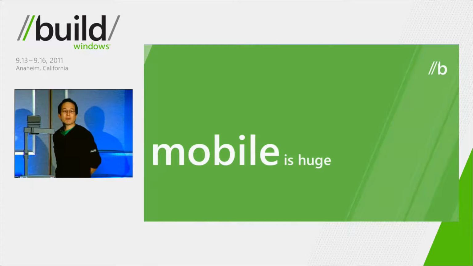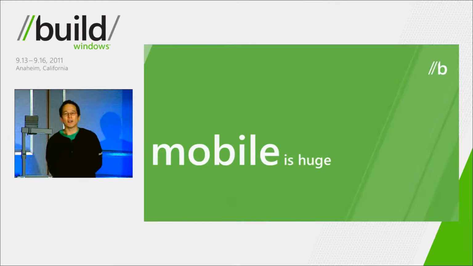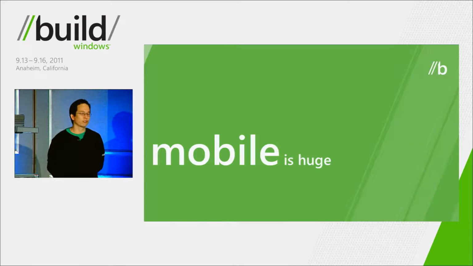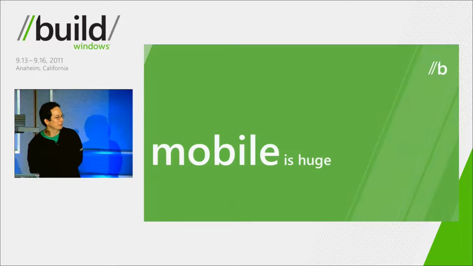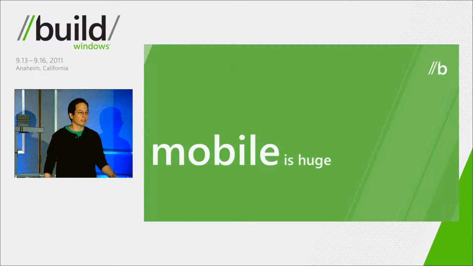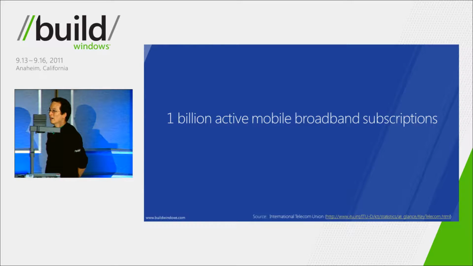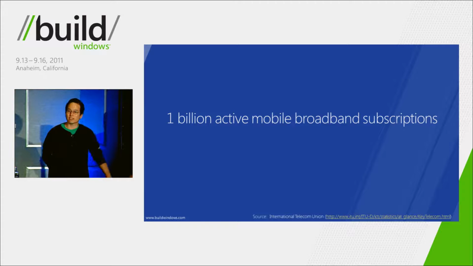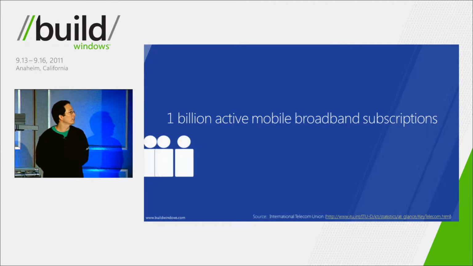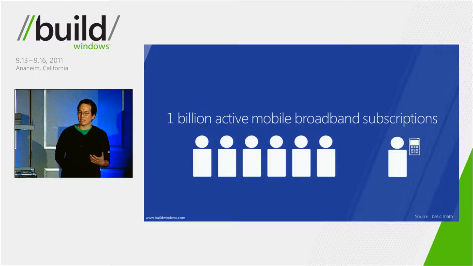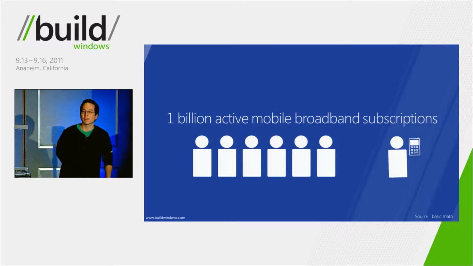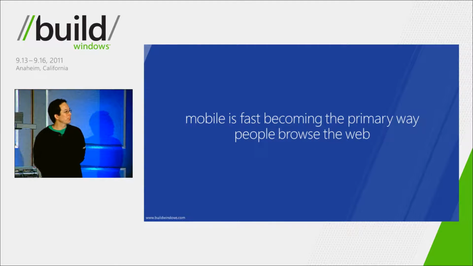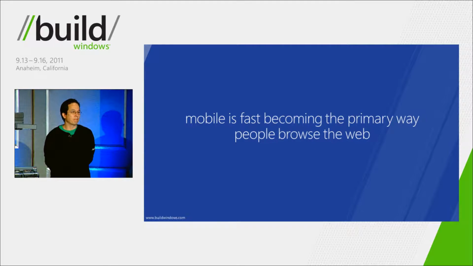So if you didn't know by now, mobile's huge. You're hearing it all throughout the conference. And by mobile, we're not just talking about phones, right? We're talking about slates and tablets and all sorts of form factors, anything that you carry with you. So there are 1 billion active mobile broadband subscriptions, so devices capable of really rich interactions with the internet. To put that in perspective, that's 1 device for every 7 people on the planet. And it's fast becoming the primary way that people browse the web.